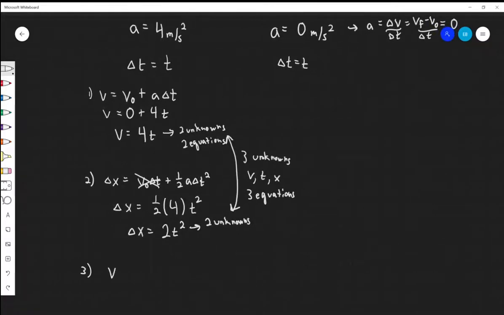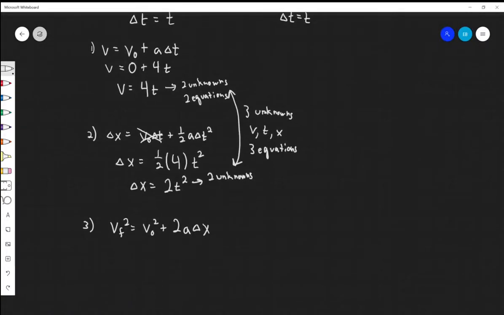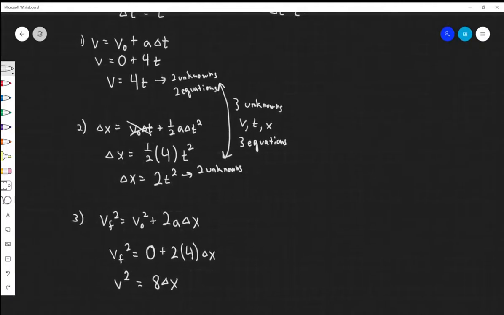Third equation, we know vf squared equals v initial squared plus 2 times a times change in x. Vf squared, we don't know what the final velocity of this cheetah is, equals v initial squared. Well, that's 0, plus 2 times a, which is 4 times change in x. Okay, so we do know this. This gave us some information. V squared equals 2 times 4 is 8 times change in x. So I have these three equations. Is there anything that I can do with them, though?